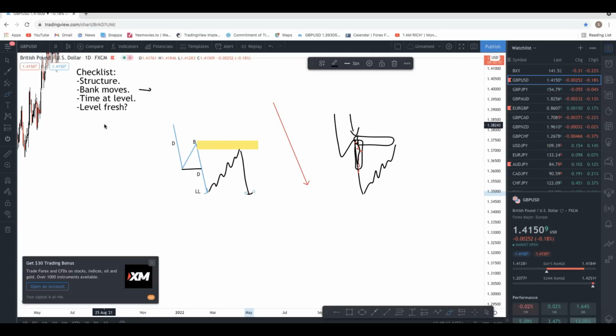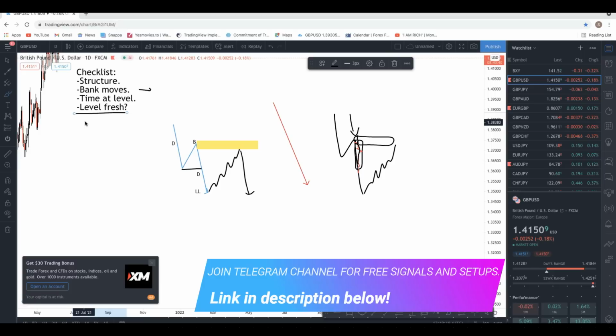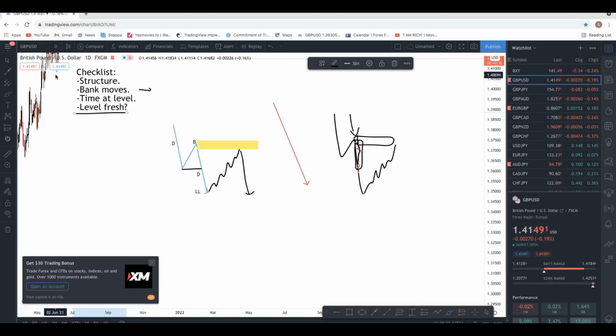Now, on your watch list, we're also going to look at the freshness of the level. How fresh a level is, is very important, guys. So we need to see this level being very fresh. What do we mean by a level being fresh? This means that this area has not been tested, and it is still fresh, in line with the structure.